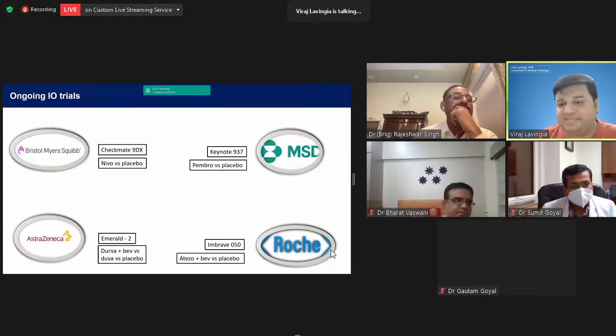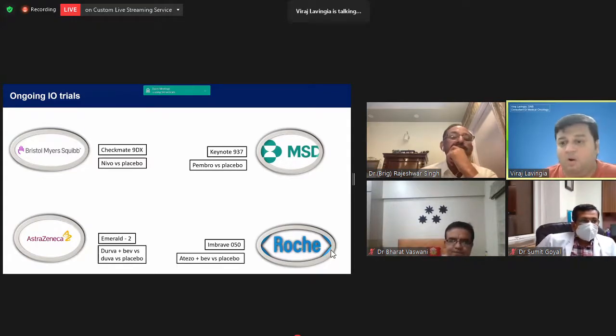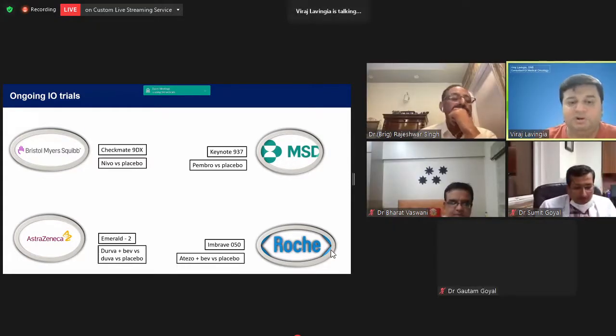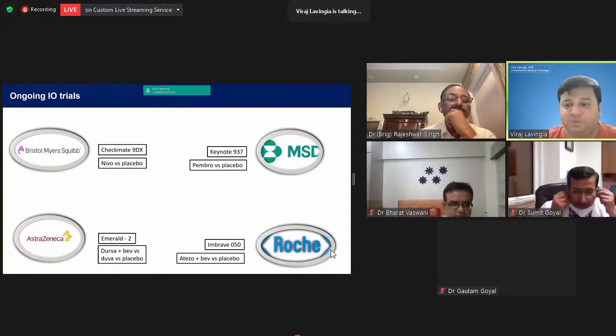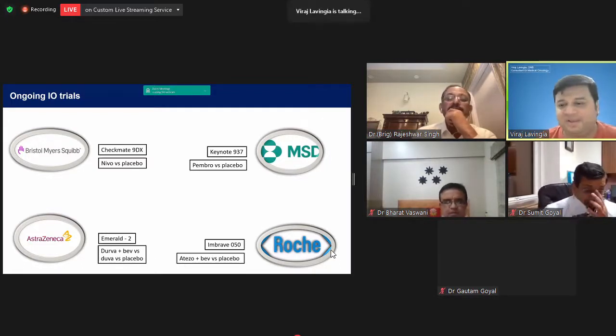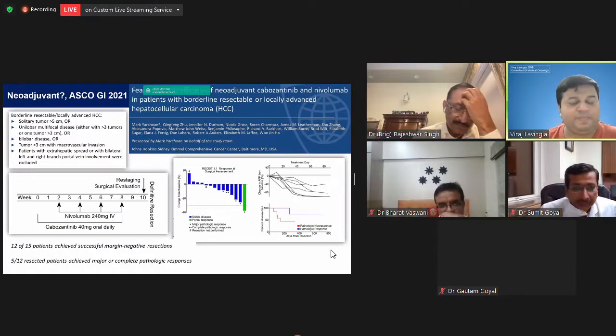And everybody is excited about immuno-oncology. All the 4 major immuno-oncology drugs, like Nivo, Pembro, Durvalumab, and Atezo, have all launched phase 3 trials in the adjuvant space, with CheckMate 9DX, KEYNOTE-937, EMERALD-2, and IMbrave050. All of these will be coming in the next 2 years, and we'll have a plethora of studies to talk about in this space. But until then, this remains still experimental.